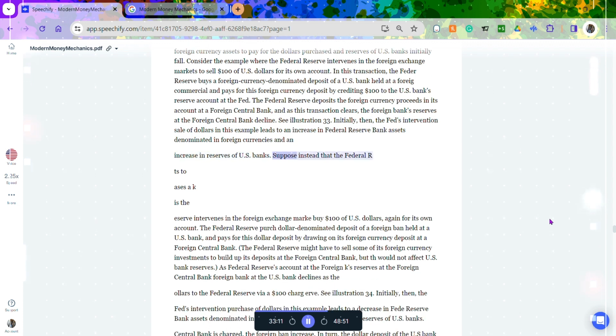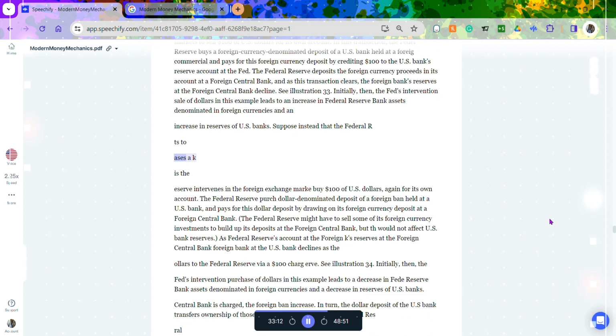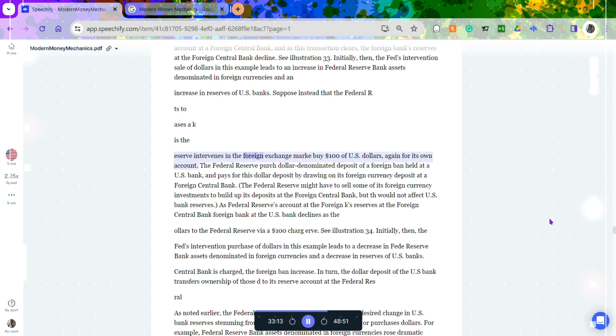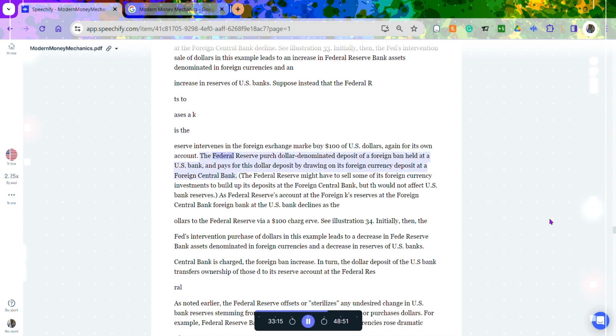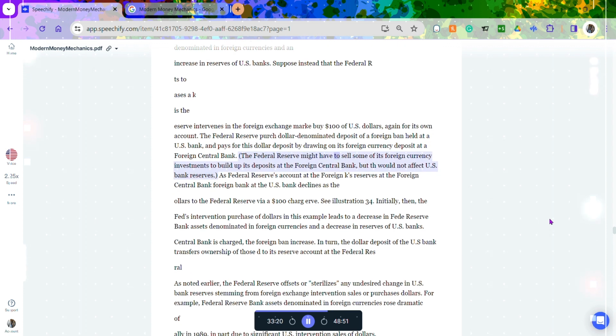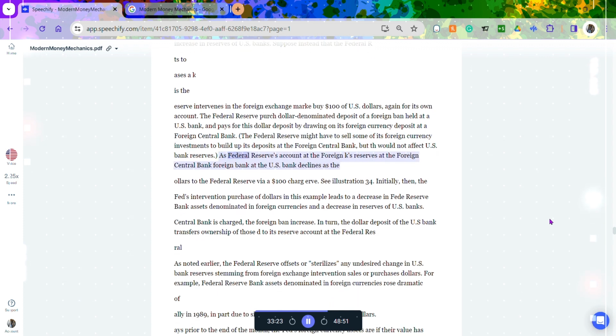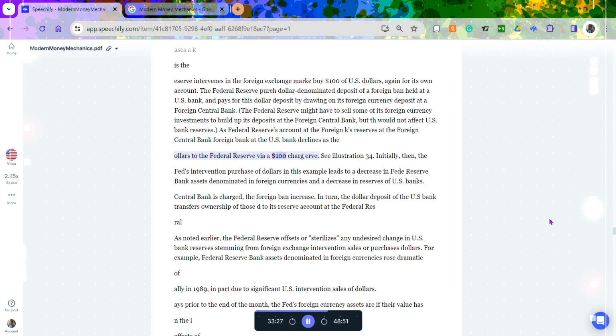Suppose instead that the Federal Reserve intervenes in the foreign exchange market by buying $100 of U.S. dollars, again for its own account. The Federal Reserve purchases a dollar-denominated deposit of a foreign bank held at a U.S. bank, and pays for this dollar deposit by drawing on its foreign currency deposit at a foreign central bank. The Federal Reserve might have to sell some of its foreign currency investments to build up its deposits at the foreign central bank, but this would not affect U.S. bank reserves. As the Federal Reserve's account at the foreign central bank is charged, the foreign bank's reserves at the foreign central bank decline as the dollars go to the Federal Reserve via a $100 charge.